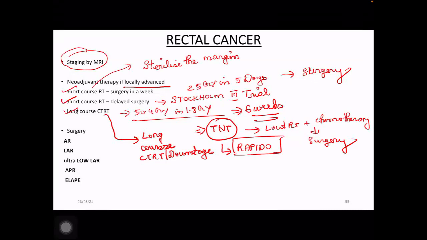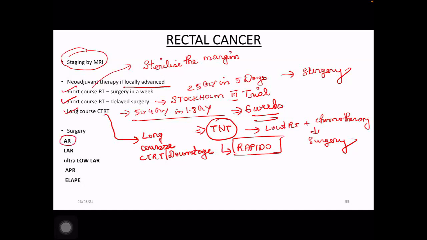And as I said before, short course RT with surgery in a week is different from a short course RT followed by delayed surgery, as proven by the Stockholm III trial. Also remember, there is another emerging concept of total neoadjuvant therapy, in which everything is given before the surgery, and it's being addressed by the RAPIDO trial. So what are the surgeries for rectal cancer?